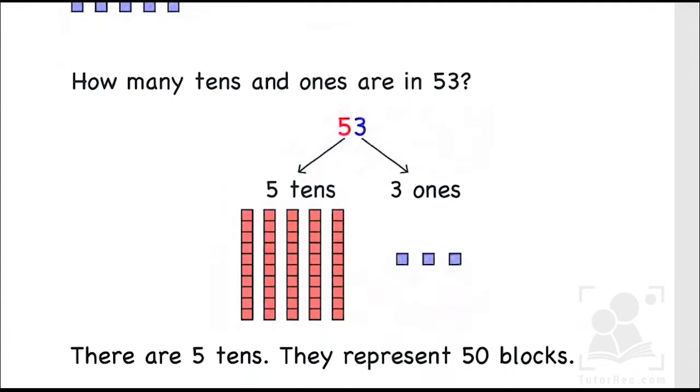Here is an example given to us. How many tens and ones are in 53? When we break 53 into tens and ones, we find 5 tens. It means 5 times we have a group of 10 blocks. So it means we have 5 groups of 10 blocks. This is 5 tens and 3 individual units. This is 3 ones. So it becomes 53.